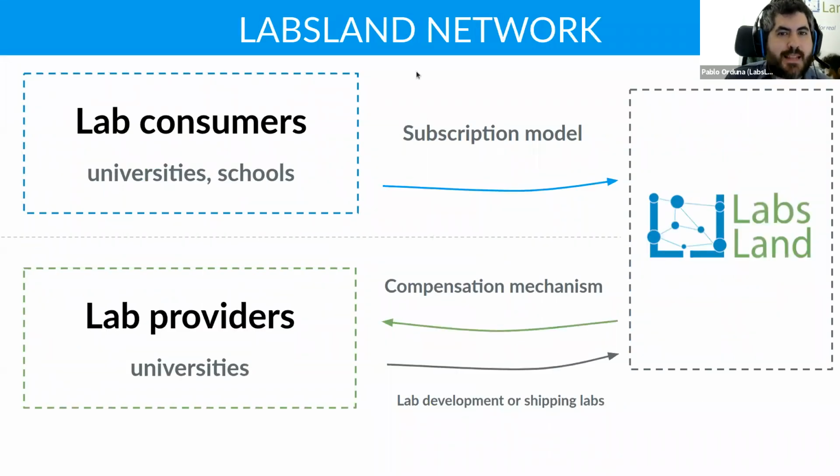On top of this, LabsLand, as I said before, is a network, meaning that it's like a marketplace. We act as a network between different universities and schools, and also other universities who are the laboratory providers. So we separate it in two categories. One is the laboratory consumers. Laboratory consumers are those who do not have any LabsLand equipment. They don't purchase hardware from us. They do not develop their own laboratories. But they just say, okay, I want to use this FPGA laboratory, for example.